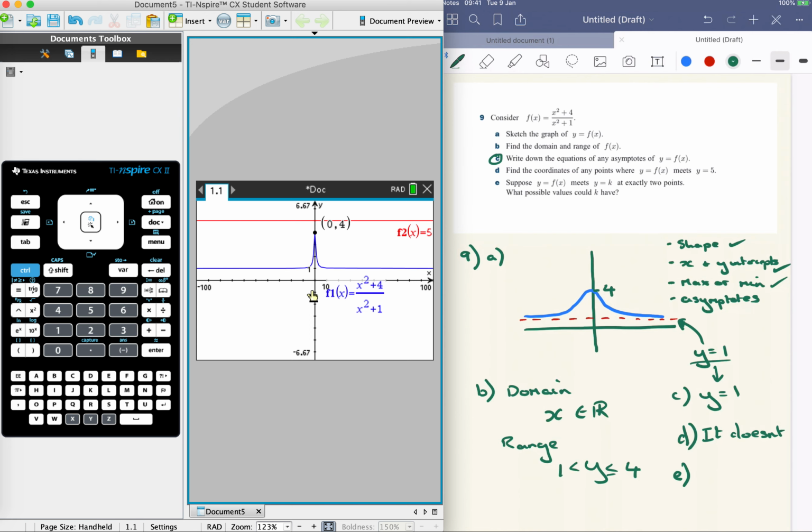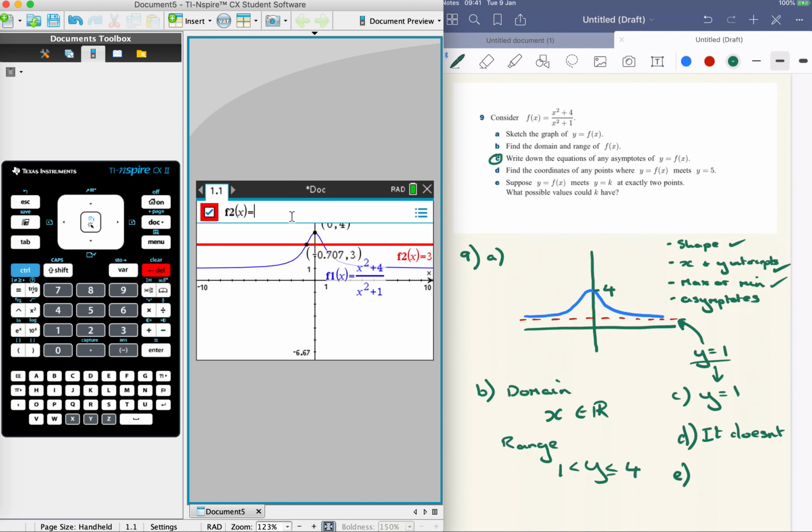Anyway, E then is going to suppose y equals f of x meets y equals k at exactly 2 points. What possible values could k have? Well, if I go back in a little bit again, so let's go back to -10 and just 10 here. If I change this one to 3, for instance, we can see that there are 2 points where it touches that graph, 2 intersections, and it's trying to give me that point of intersection I was searching for before. If I change it equally to 2, there are 2 points of intersection where it's going through both those graphs.